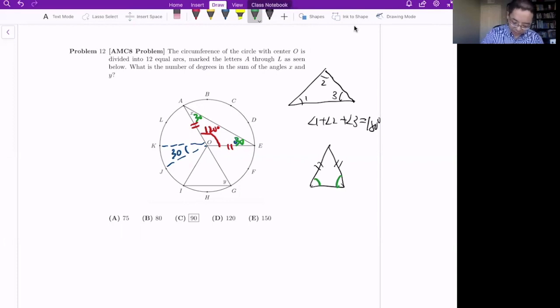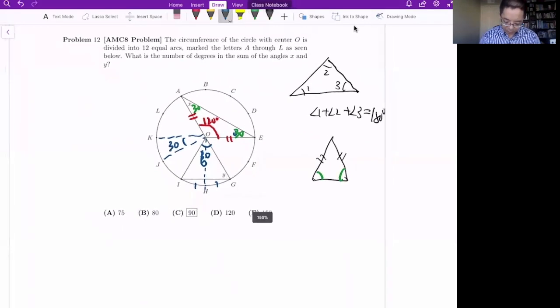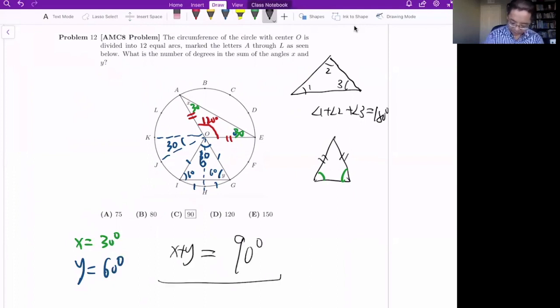All right, now let's look at this. Here we have 2 pieces, right? So that means this one is 60 degrees, because you can divide into 2 equal pieces. Now we have 60, and because these two sides are the same, this one is 60, and this is also 60. So as a conclusion, we derive x equals 30 degrees, and y equals 60 degrees. So x plus y equals 90 degrees.